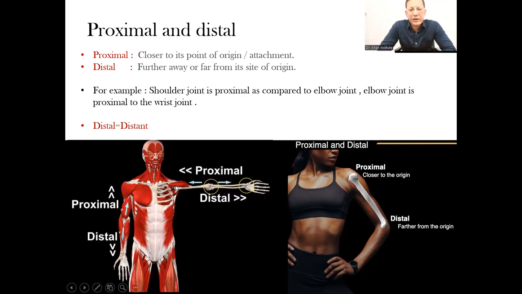Say, for example, in this left arm, we take the shoulder joint as the point of origin. So we can say that the shoulder joint is proximal to the elbow joint, or the elbow joint is proximal to the wrist joint. Or you can say the wrist joint is distal to the elbow joint, or the elbow joint is distal to the shoulder joint. You can remember the word distal with distant.